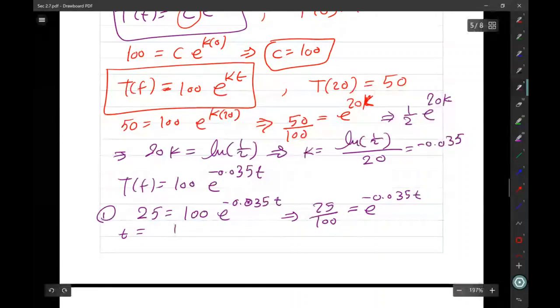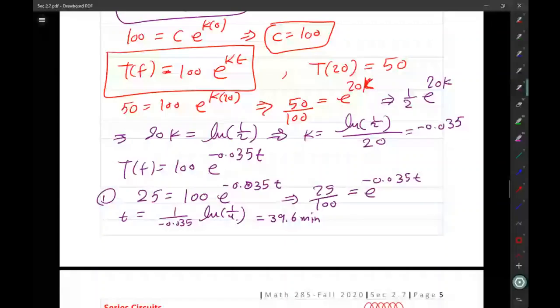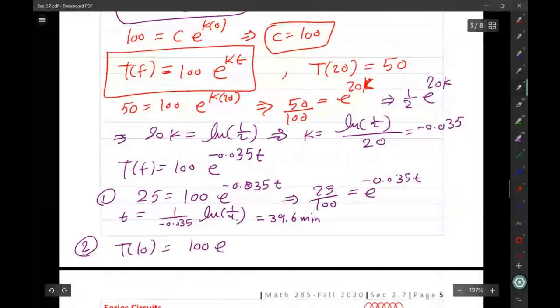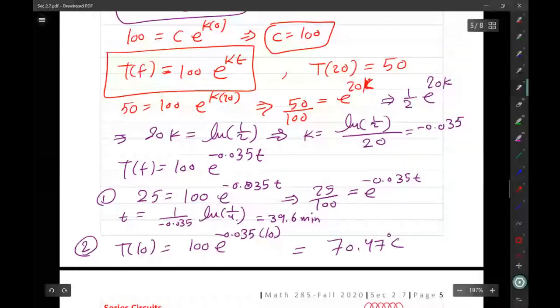Okay. Now the second part, I need T of 10, which is very simple. Just substitute the time t as 10 minutes. That becomes 100 e to the power -0.035 times 10. And you can just do this calculation, and it becomes 70.47 Celsius degrees.